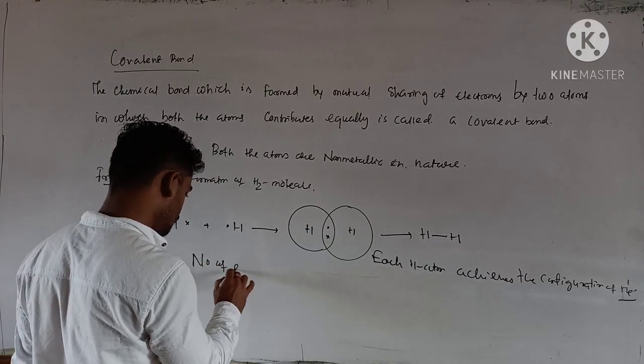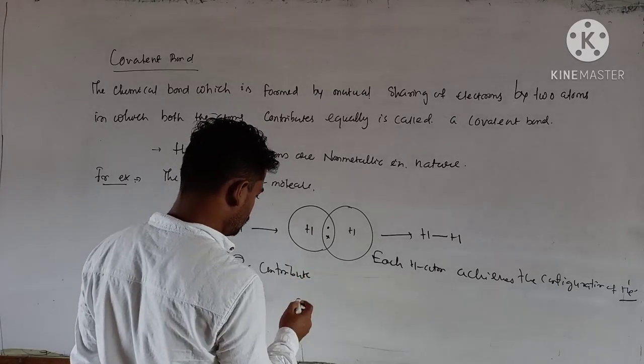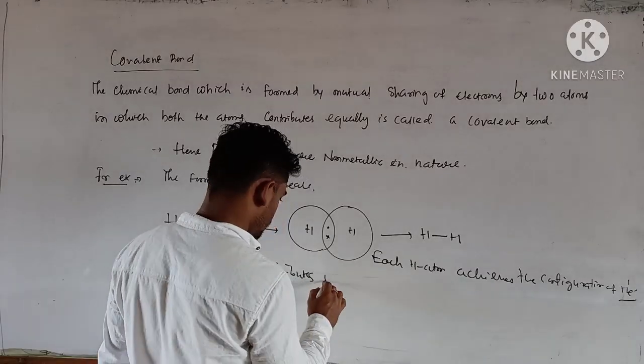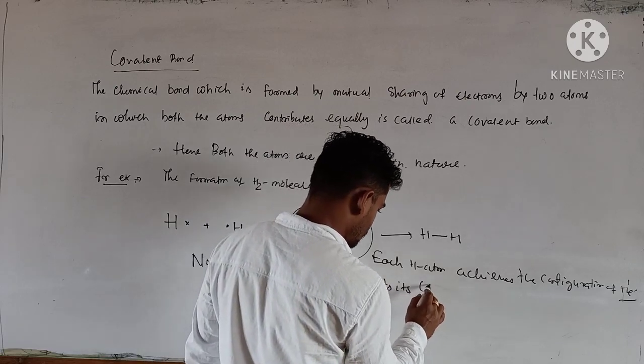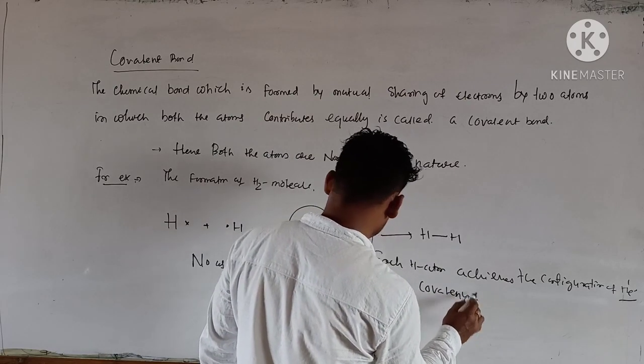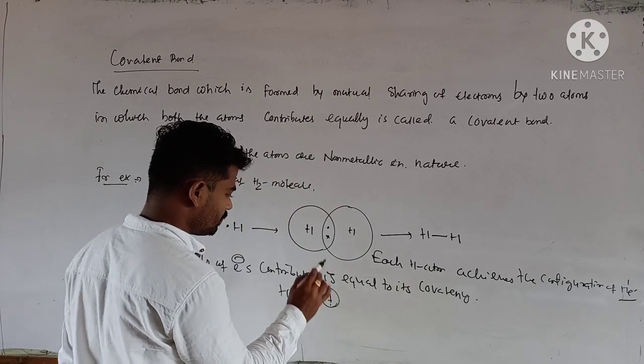Number of electrons contributed is equal to its covalency. So for hydrogen here the covalency is 1.